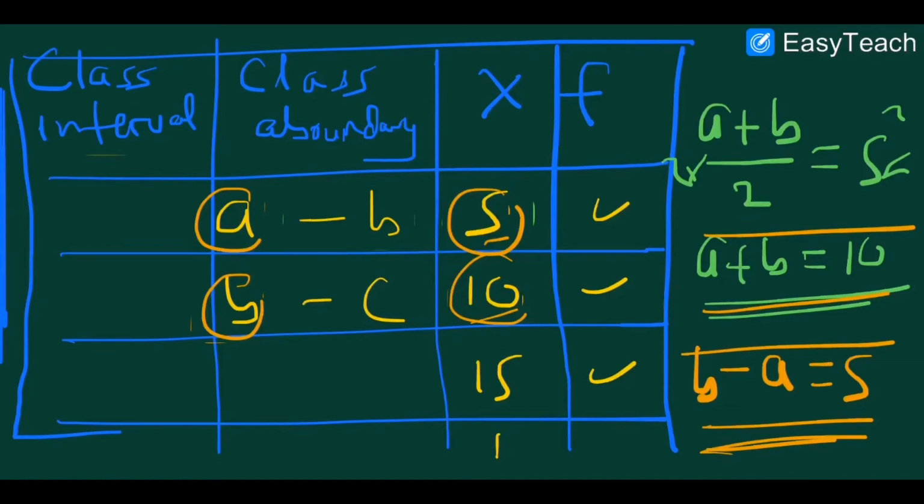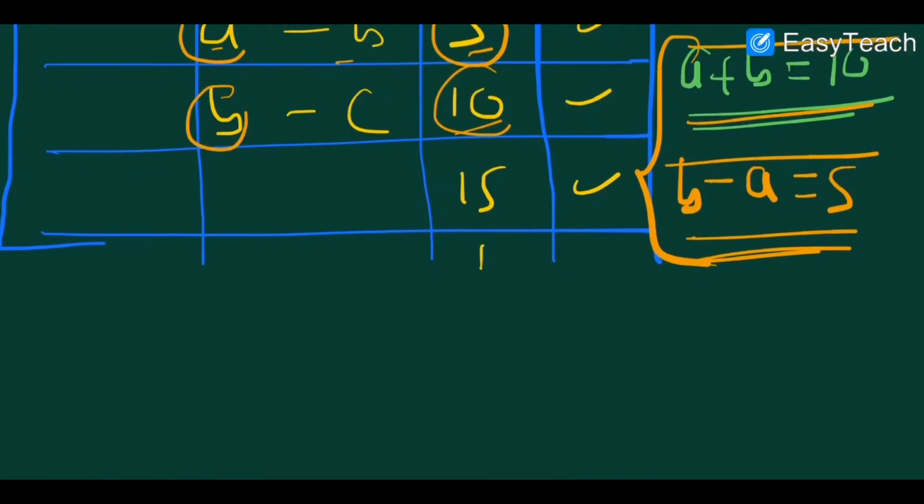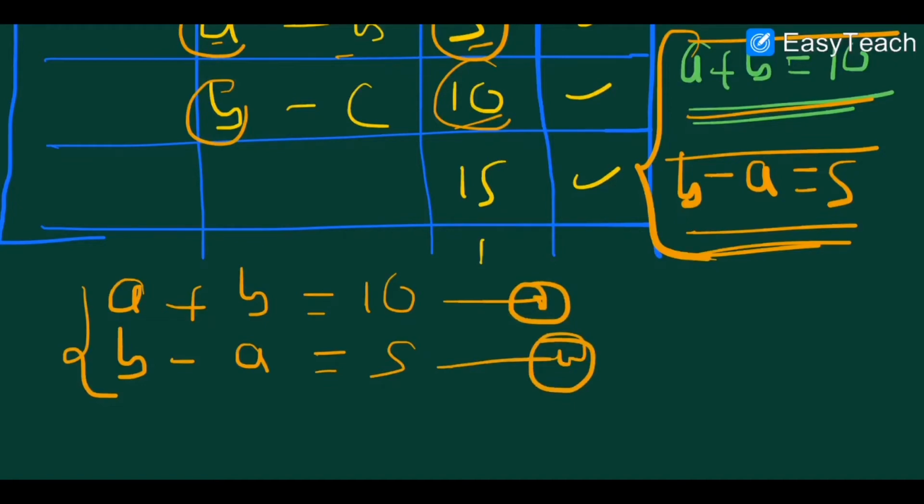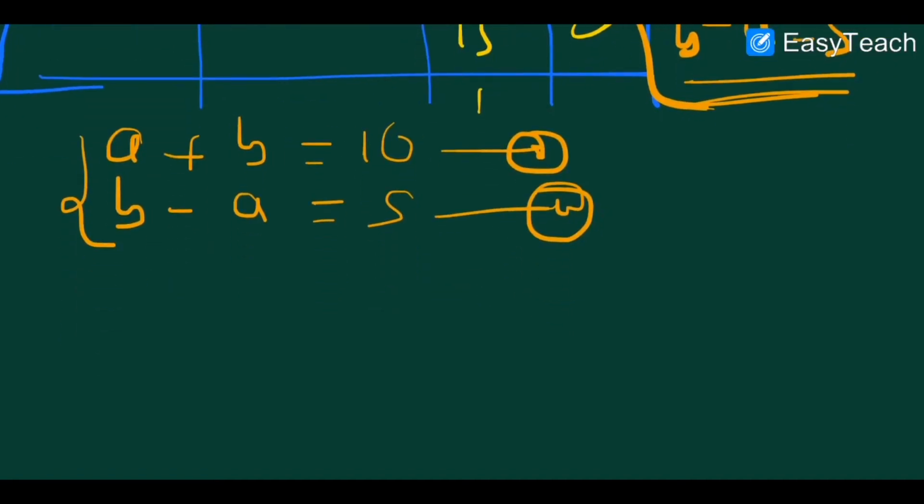You have to solve these two equations in order to find the value of A and the value of B. Then you can plug in the value of A and the value of B here. So how can we solve it? It will be as follows. A plus B is equal to 10, and B minus A equals 5. I can rearrange this: B plus A equals 10 and also B minus A equals 5.